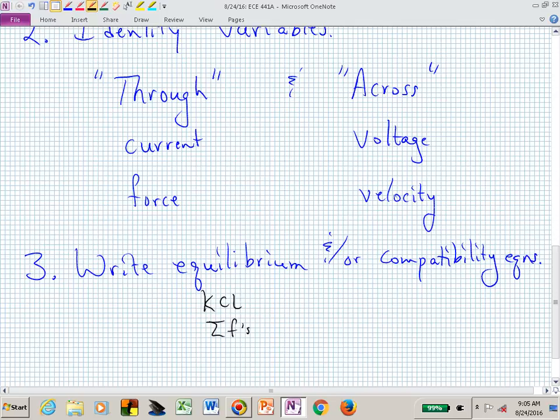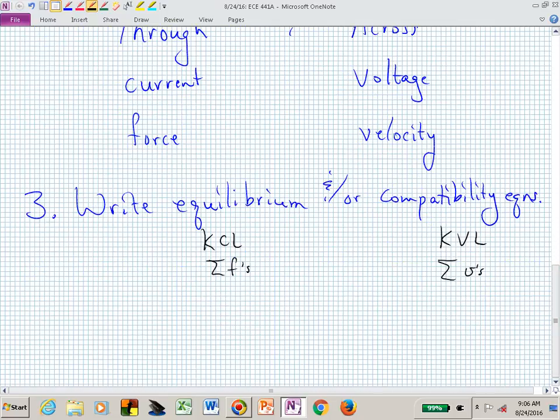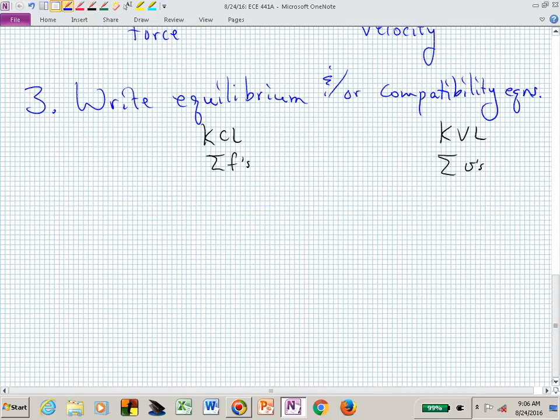What's a compatibility equation? Or what's the twin or the cousin of KCL? KVL. It's this compatibility of the voltages around a mesh or a loop. And in terms of mechanical, now maybe you're summing velocities. You have these kinematic relationships in a mechanical system that have to be consistent. So you might have a sum of velocities that you're interested in. That's our third step of this general process of writing equations that describe the behavior of a system.